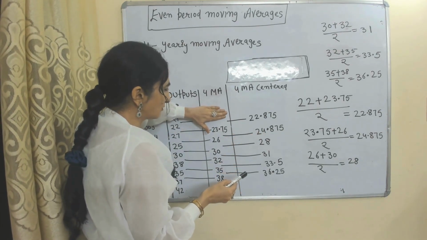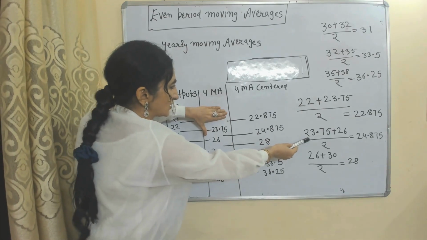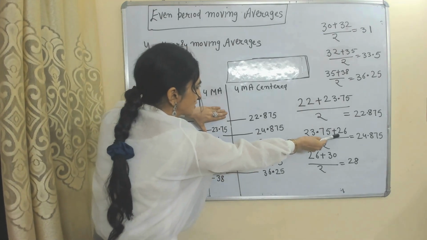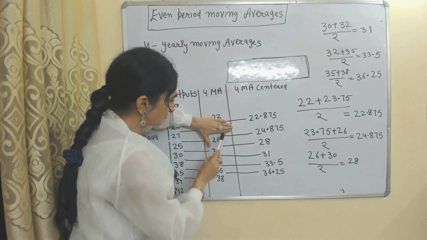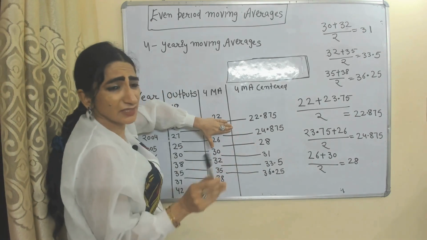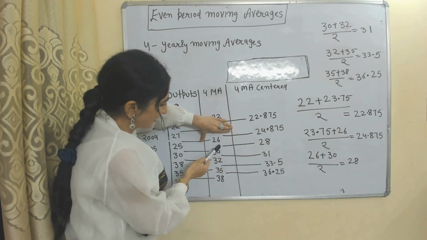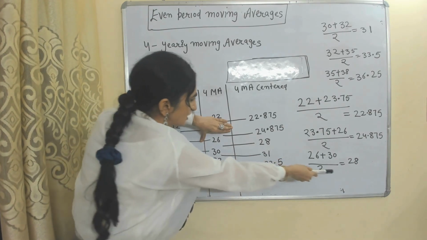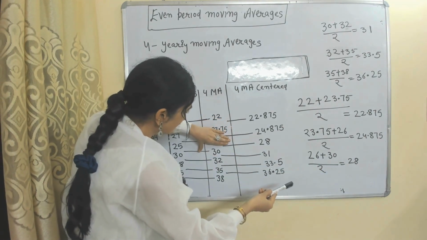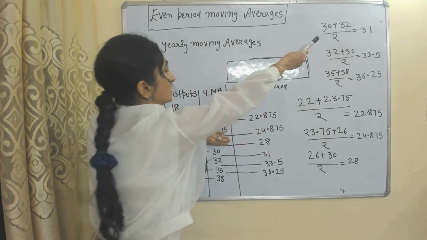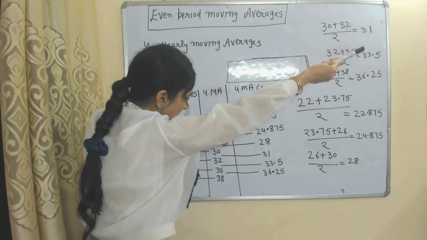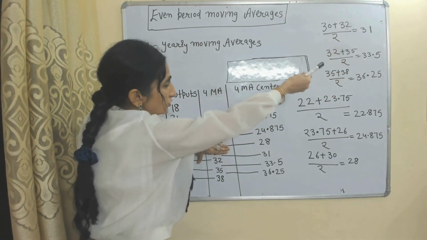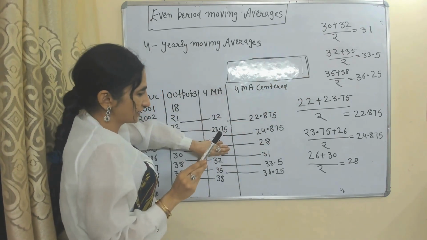Now we will leave one value from above and add 23.75 plus 26, then divide by 2, it will become equal to this. Then we will leave one value from above and add 26 and 30, it will become equal to 28. Then leave one value from above, 30 plus 32 become equal to 31. Then leave one value. Similar, you can see for other cases.